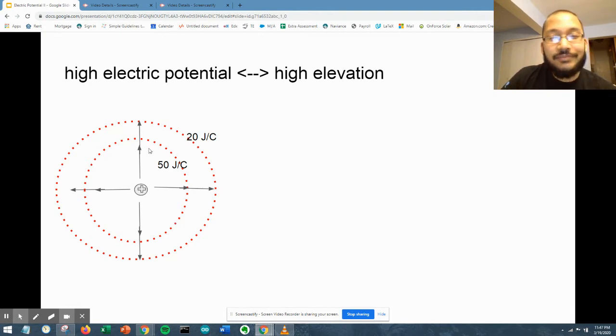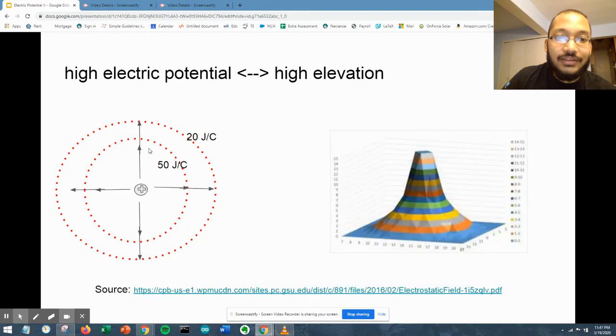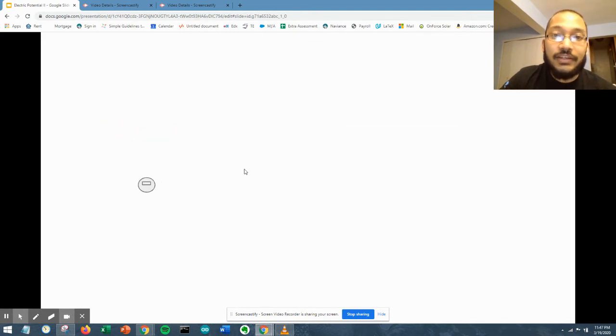And so what does the 3D visual look like? It looks like a peak. The positive charge is like a peak, and these lines of lower electric potential trace out this surface. What does this look like for a negative charge?